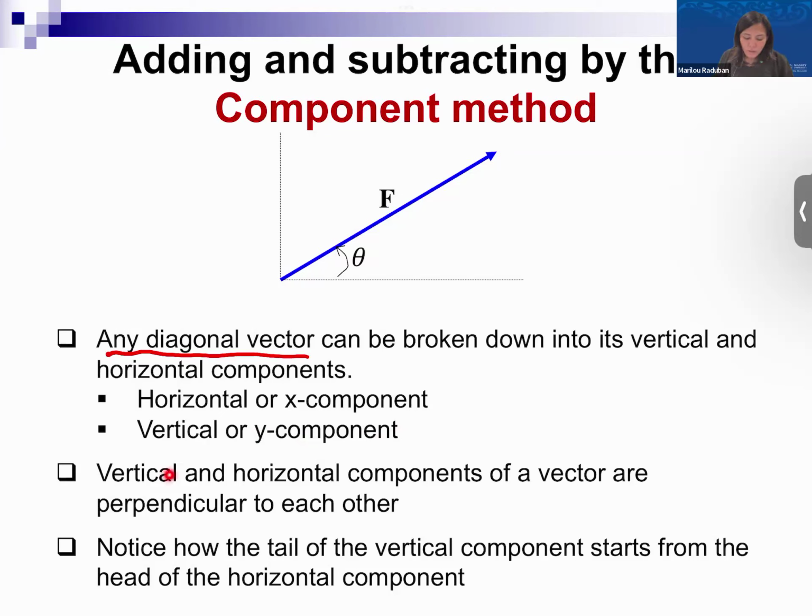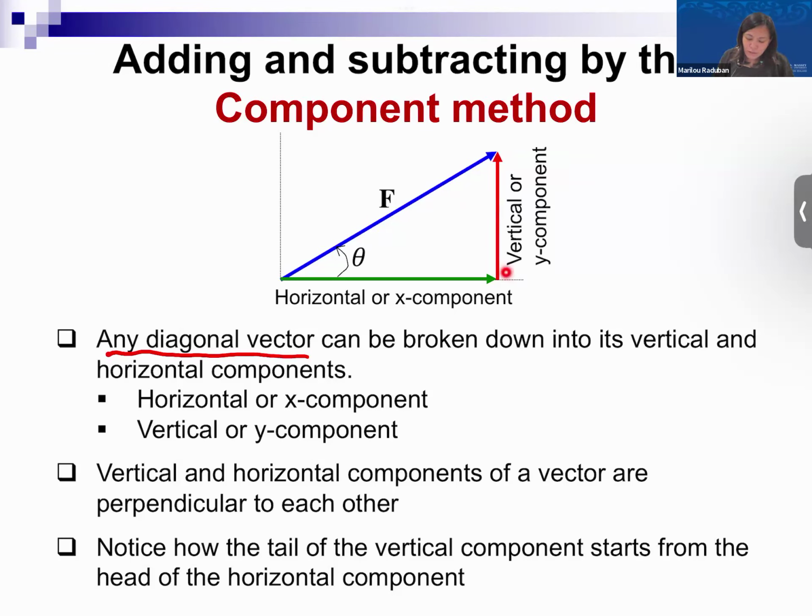The vertical and horizontal components of a vector are always perpendicular to each other, right? So here is the horizontal or x component. Essentially, you get that by projecting the arrowhead representing the vector onto the x-axis, and then you draw the vector along the x-axis to give you the horizontal or x component. The y component will then always be perpendicular to that x component.